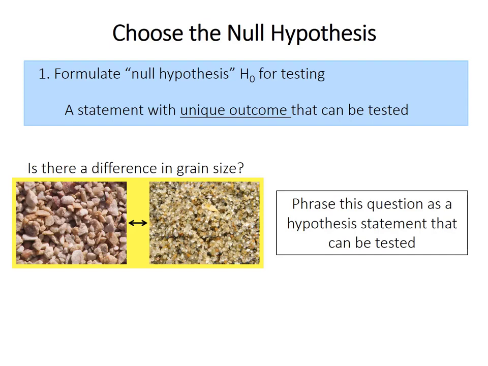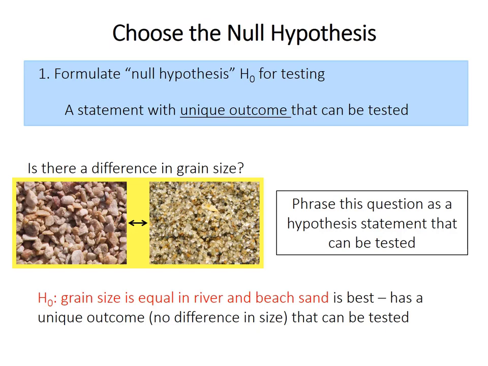So in our example here, we want to rephrase the question into a hypothesis statement. Our question is, is there a difference in the grain size? But we want to make that into a statement that only has a single possible outcome that we can test and potentially reject. The most common choice of a null hypothesis is that there is no difference between the groups. So for example, we can say grain size is equal in river and beach sand. That's a good null hypothesis because it has a unique outcome, that there's no difference, the difference is 0, and it can be tested.